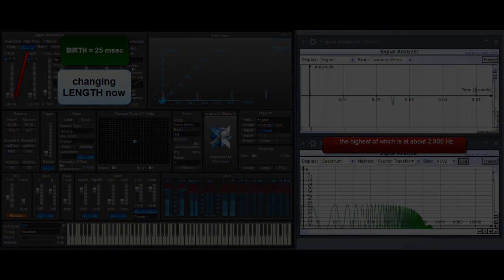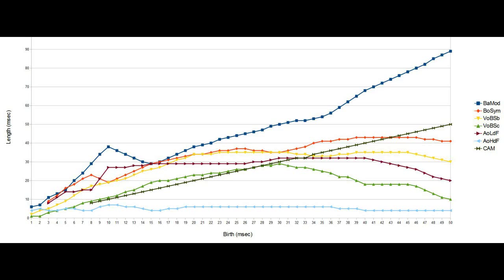With other values of birth, especially shorter ones, the mentioned phenomena occur at other adjustments of length, of course, but they always do occur. We can draw a graph then. I've done it. Here it is. The x-axis shows the birth values. The y-axis shows the length of the grains.